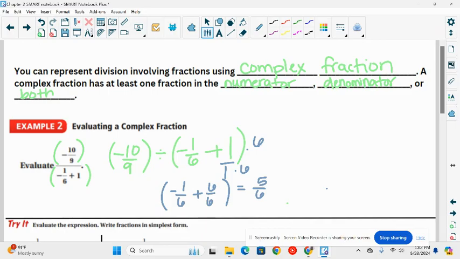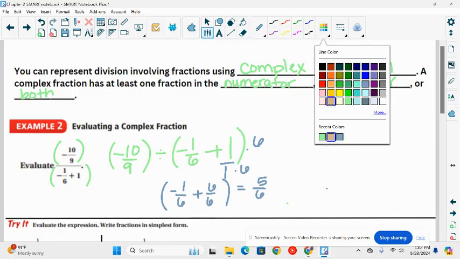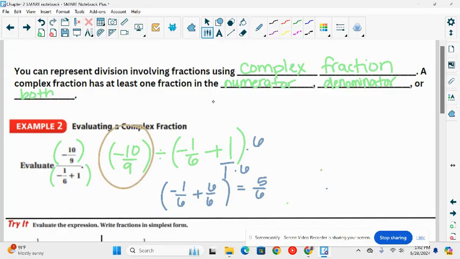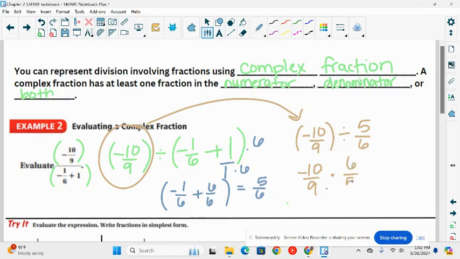So now that we've got that taken care of, we can take this and do -10/9 divided by 5/6. Keep the first, change the sign, reciprocal. Can we do any cross canceling? Probably. But I didn't check.